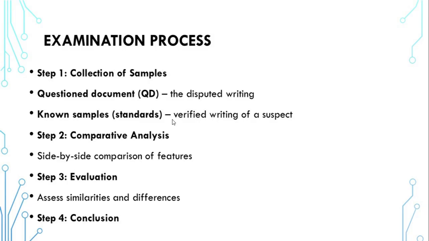So you may have identification, that is, you identify that these two writings were from the same source. Or you conclude that these documents were created by different writers, and therefore whoever they have alleged wrote the disputed document is not the writer. And the third one is inconclusive.